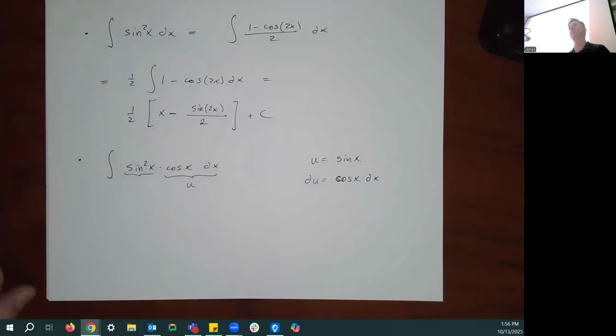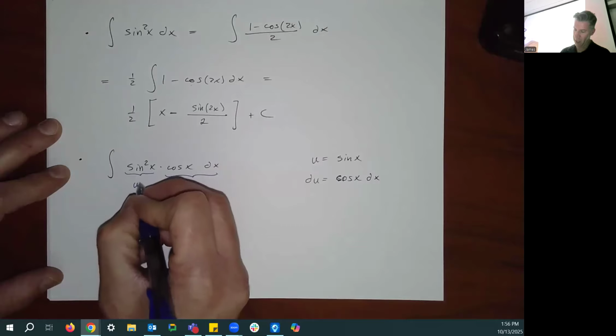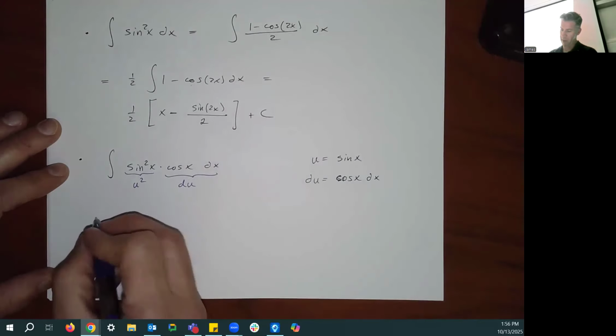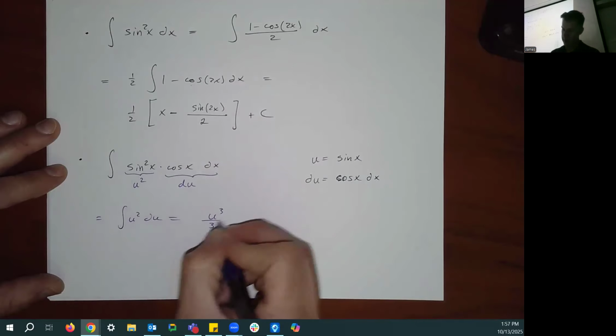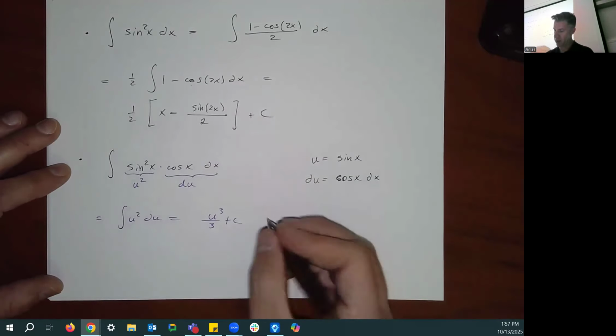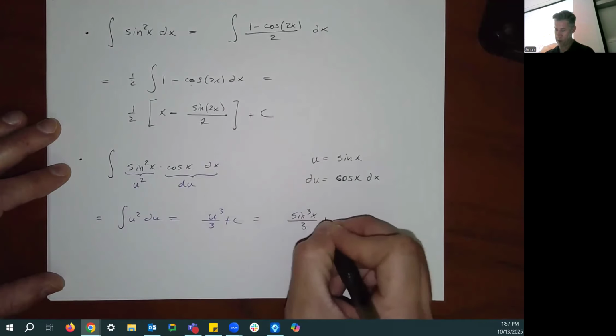There's our what? What did I underline? Du. There's our du right there. There's our u getting squared right there. So we have the integral of u squared du, which is u to the third over 3 plus c, which then becomes sine cubed of x over 3 plus c.